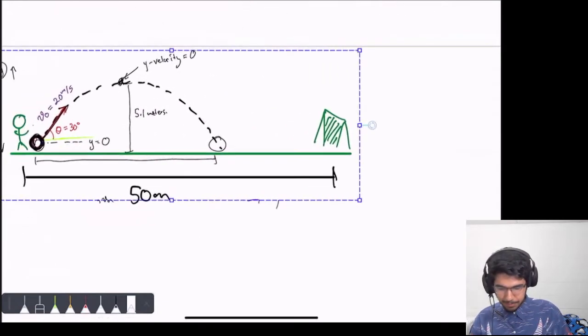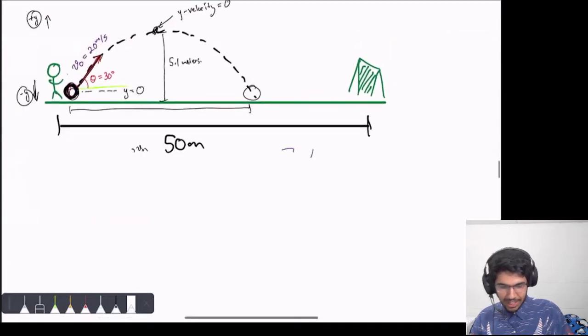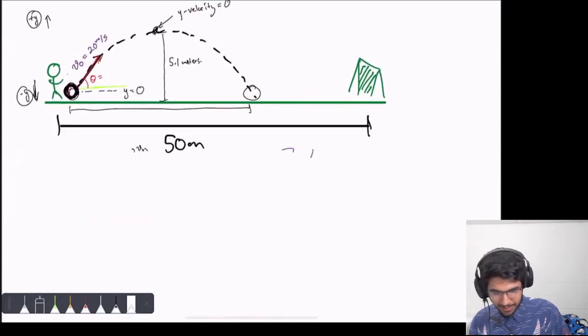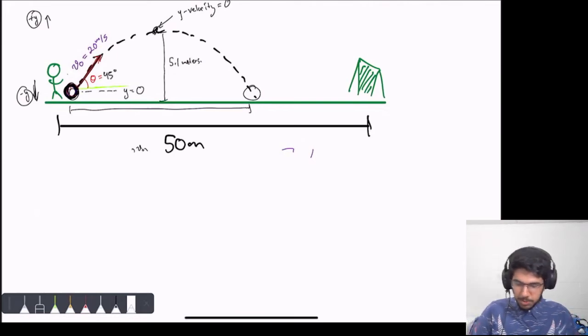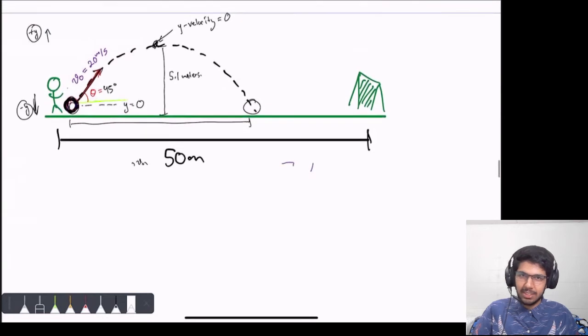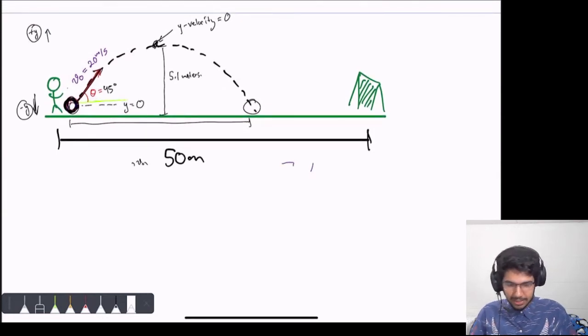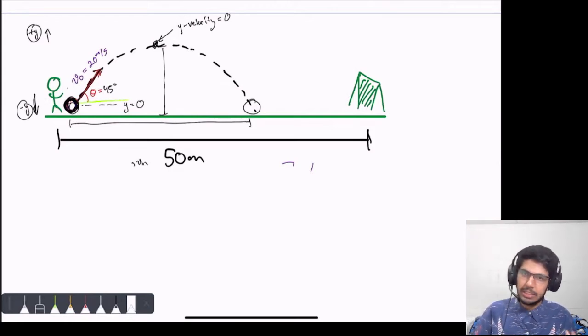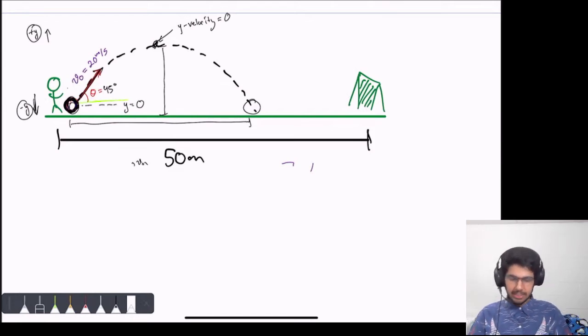But let's just see. So now we have theta equals 45 degrees. And we'll just assume that the initial velocity is still 20 meters per second, and I guess this height won't be 5.1 meters anymore, but everything else is the same. The labels for positive and negative y direction, the y equals 0, everything else is the same.